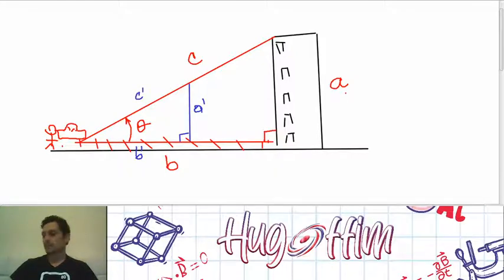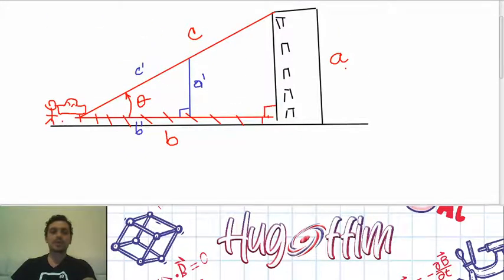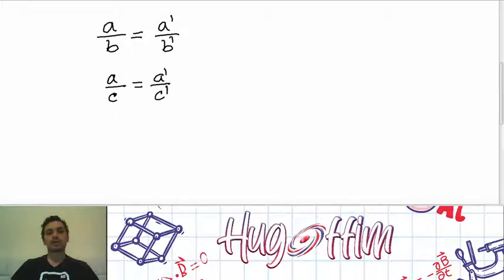Okay, and there's something you may find pretty cool about similar triangles: the sides are proportional. So if I take A over B, this should be equal to A prime over B prime. Or if I take A over C, it should be equal to A prime over C prime. And if I take B over C, it should be equal to B prime over C prime, and any other combination is allowed here.